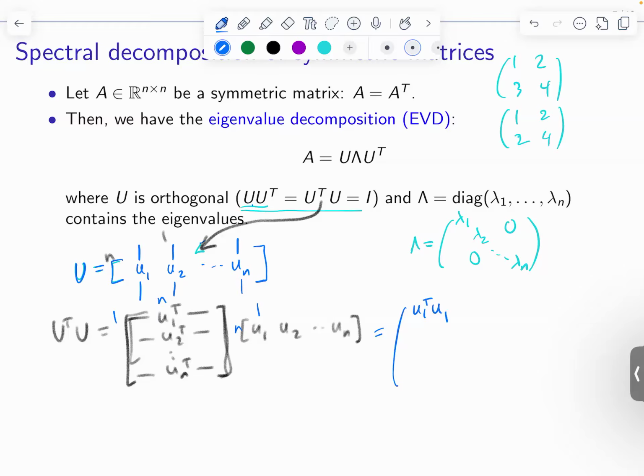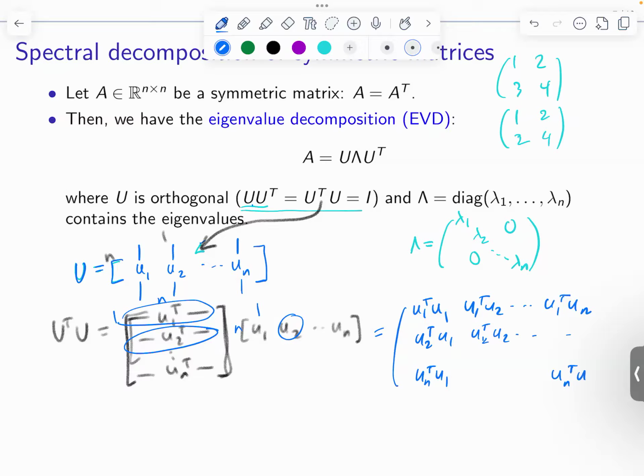It's like the scalar multiplication. U1 transpose U1 would be the first element. U1 transpose times the second column would be the second element, up to U1 transpose UN, which would be the last element of this row. And then the second one gives you the second row: U2 transpose U1, U2 transpose U2, and so on, up to UN transpose U1 and then UN transpose UN. Okay, so this matrix would be like this.